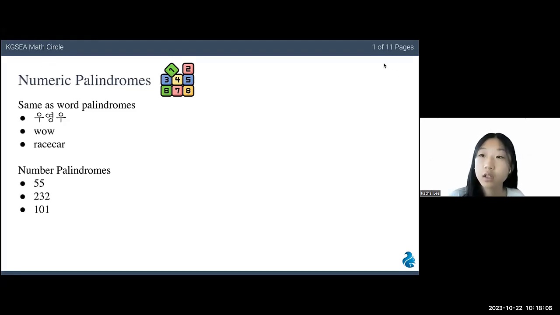The first number theory topic that I'll be talking about comes up a lot in different AMC questions as well as AIME questions: numeric palindromes. There are also word palindromes, which are the same when they're flipped horizontally. So for example, things like 우영우 or wow, race car are the same in meaning and spelling when flipped. Number palindromes work the same as word palindromes. So there's something like 55, 232, 101.